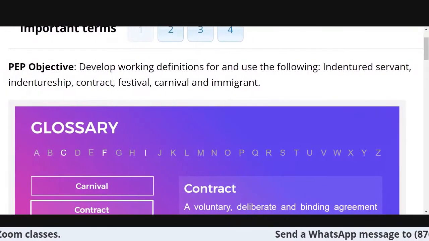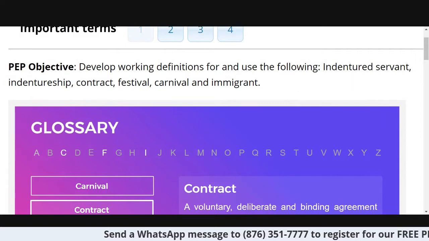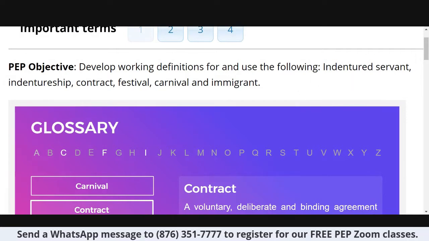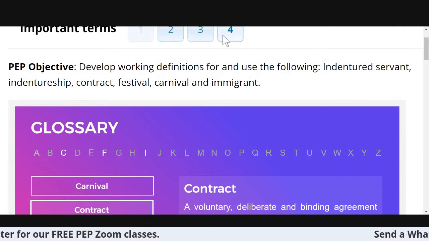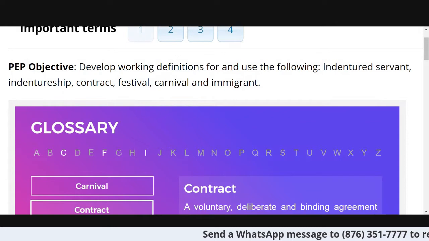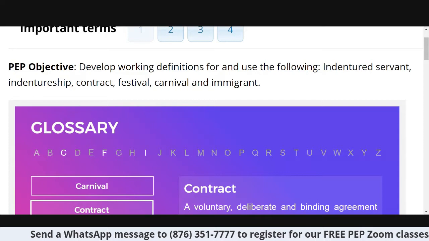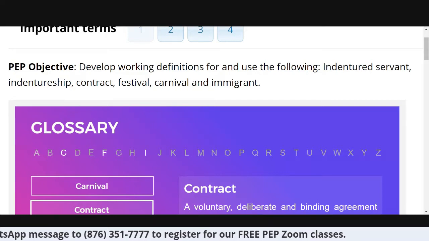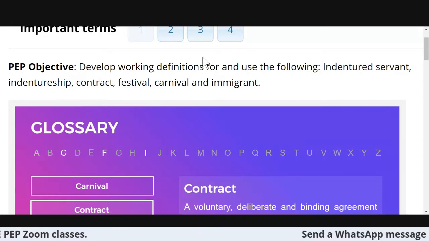So the first thing that you need to do is to define and use the following terms: indentured servant, indentureship, contract, festival, carnival, and immigrant. You need to know those terms. Like I said, this is actually the objective from the syllabus. Develop working definitions for and use the following: indentured servant, indentureship, contract, festival, carnival, and immigrant. Those are terms you must know. So let's look at what those terms mean.